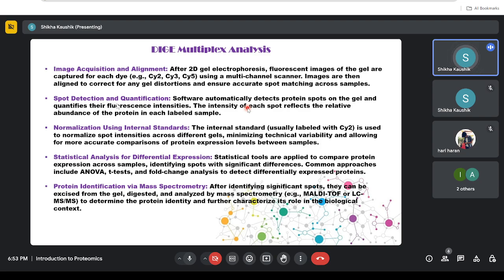So images are then aligned to correct for any gel distortion and ensure accurate spot matching across the samples. So it is done. This is how they acquire this particular image. Then you have spot detection and quantification.